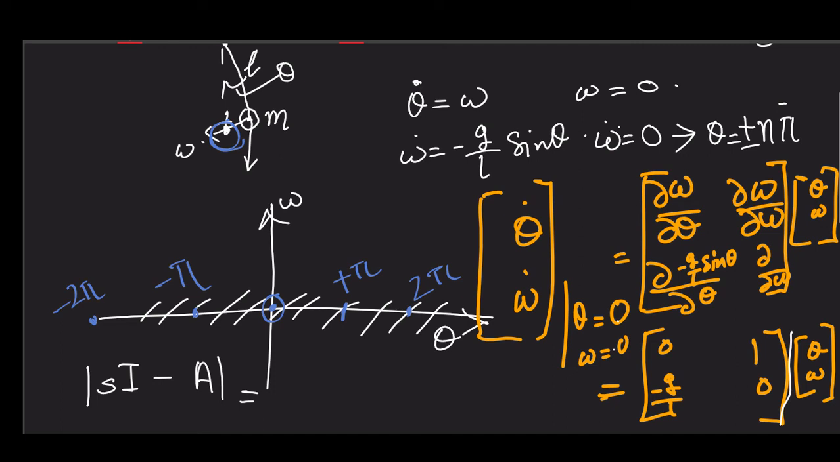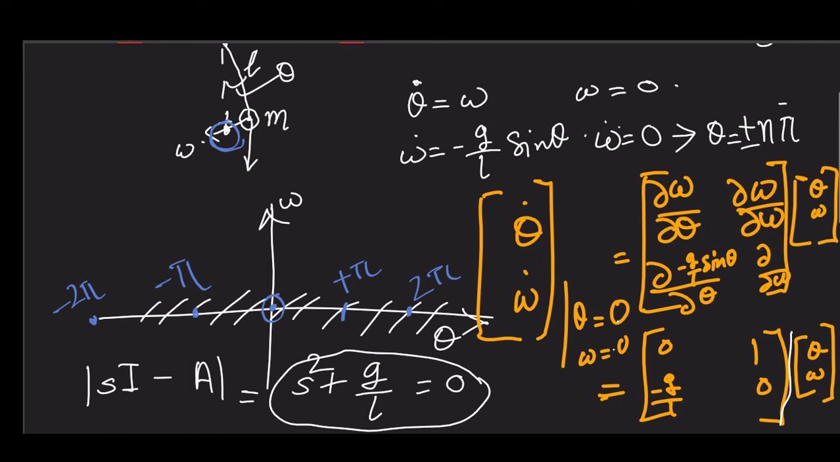So this is a linearized model at theta equal to 0, omega equal to 0, and when you do it, it results in s squared plus g by l equal to 0. That is your characteristic equation. If you figure out the roots or poles of the system, you will see it gives you s equal to plus minus j root under g by l. That is the angular frequency of a free moving pendulum.